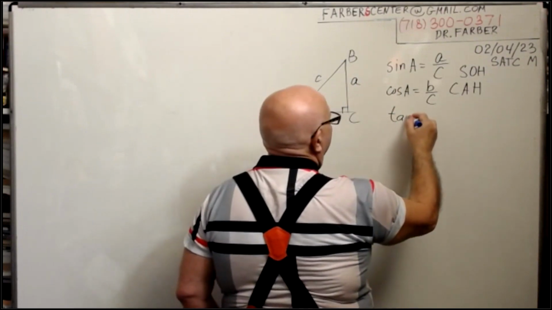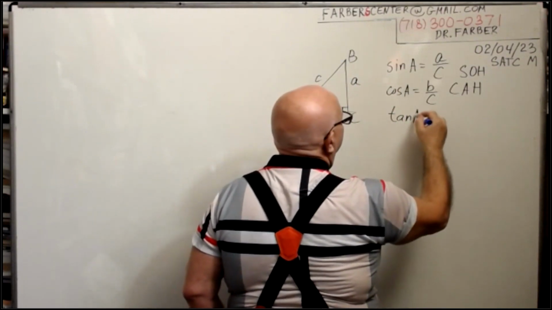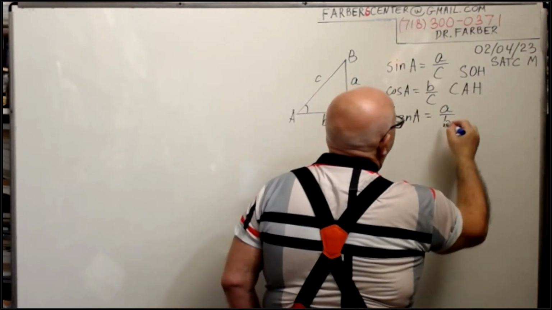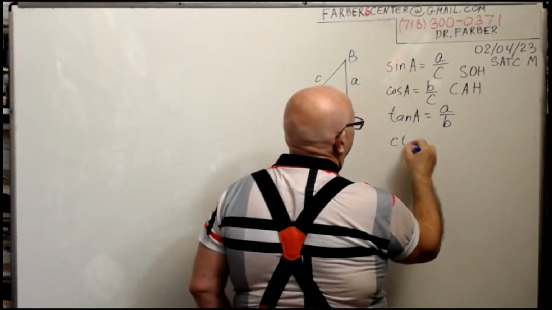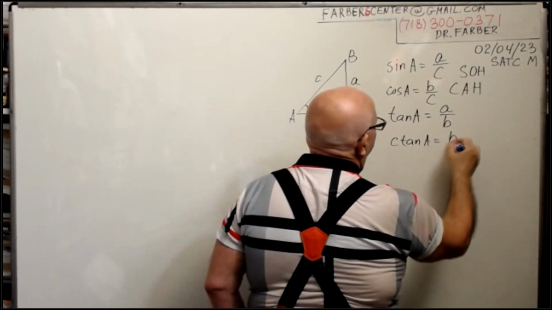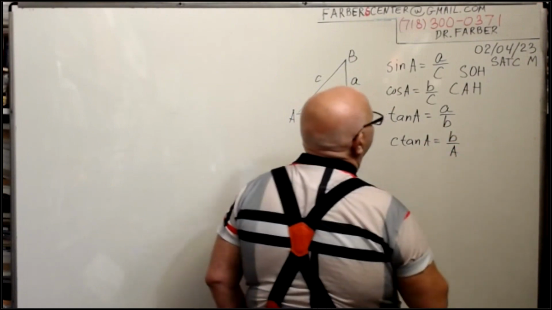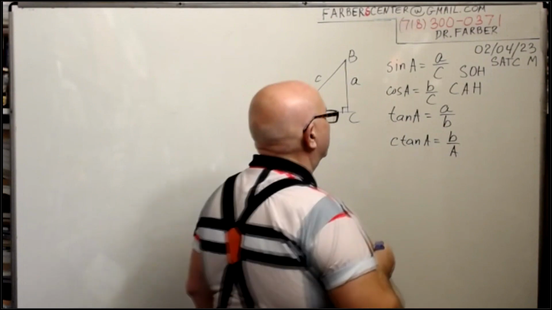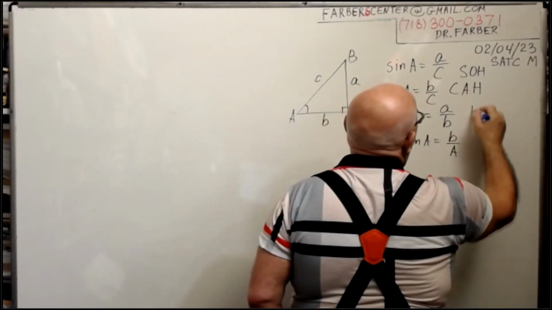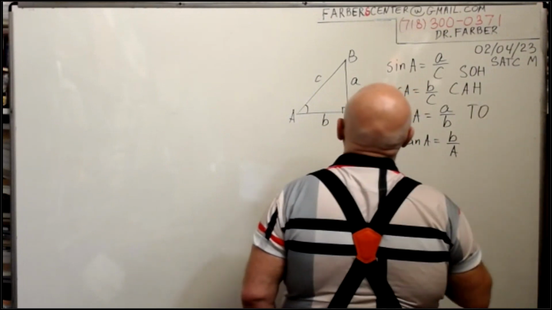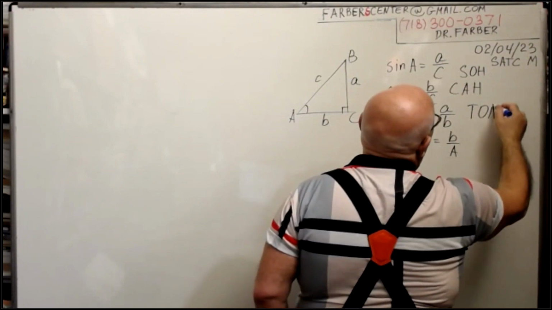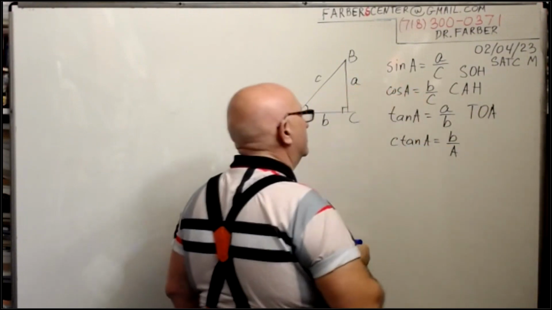Tangent of A equals A to B. Cotangent A, B to A. And tangent is opposite to adjacent. And you studied SOHCAHTOA in school.